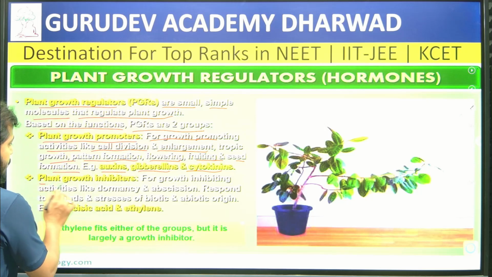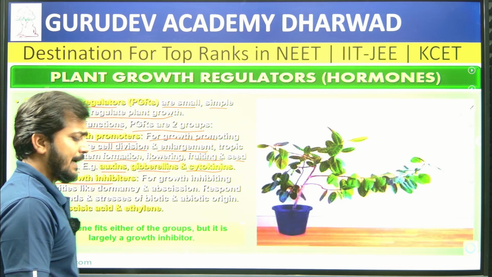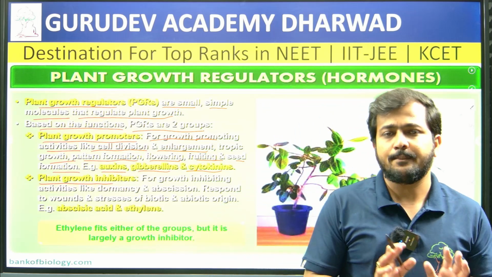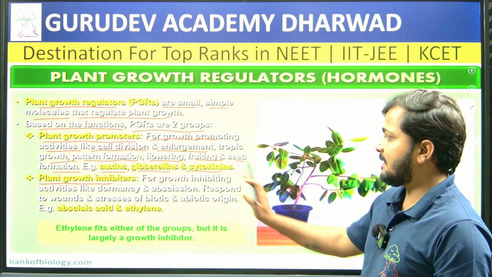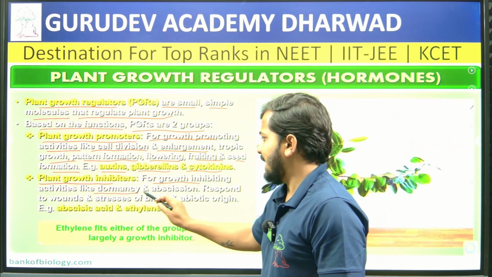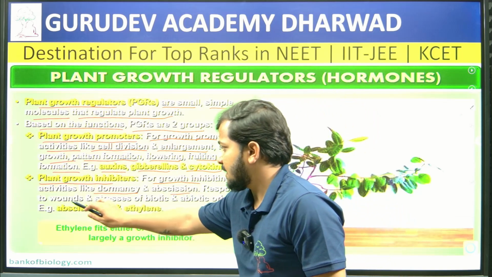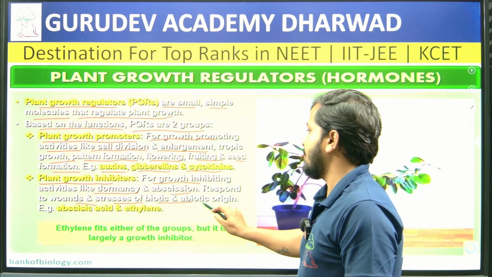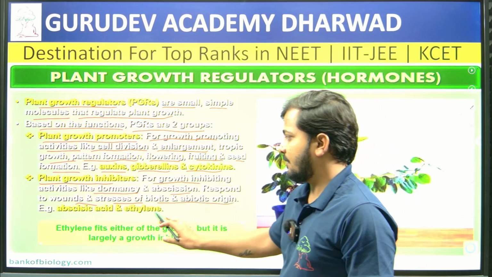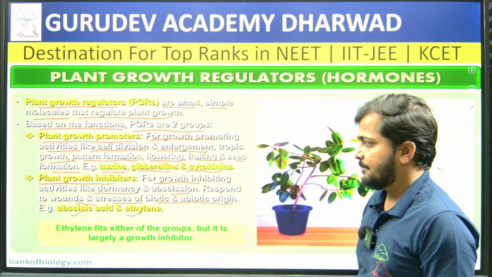Some of them are going to inhibit the growth of the plant, or when the maximum growth is attained, the growth should be inhibited. For that purpose, inhibitors are also required. So growth inhibition activities like dormancy, abscission, response to wounds, stress, and abiotic and biotic factors are what we are going to find out. Here the examples given are abscisic acid and ethylene, right?